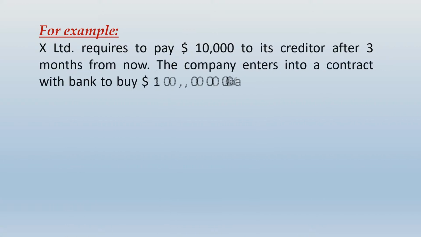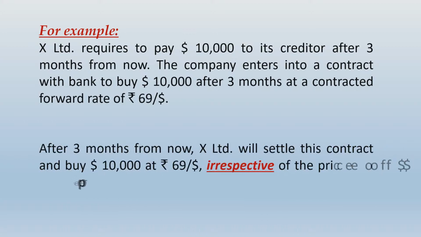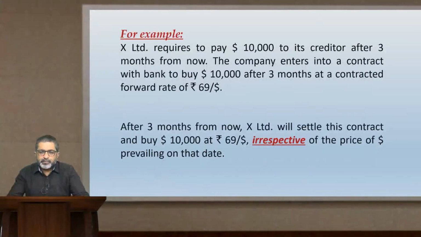X Limited requires to pay $10,000 to its creditor after 3 months from now. The company enters into a contract with bank to buy $10,000 after 3 months at a contracted forward rate of rupees 69 per dollar. After 3 months from now, X Limited will settle this contract and buy $10,000 at rupees 69 per dollar, irrespective of the price of dollar prevailing on that date. Now look at this one thing.